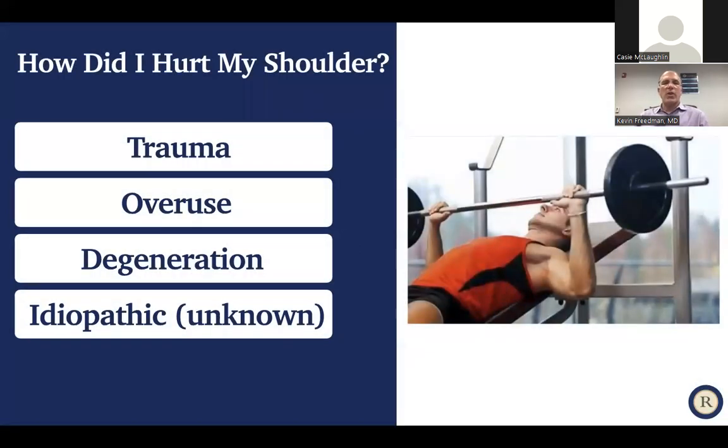So how did I hurt my shoulder? I mean, this is what people try to think about. Was it trauma? Was it overuse? Is it just degeneration? Like it just wears out over time. And we also see that not just with arthritis, but also the tendons. And then there's certain things that we see that we like to call idiopathic, which basically means we don't know why it happened and we don't have a great explanation. And some of these shoulder problems are sort of from unknown sources.